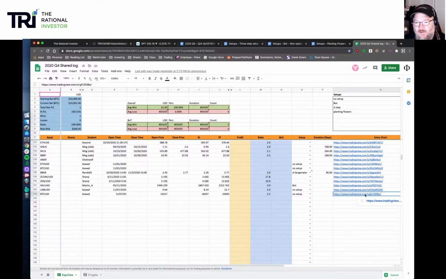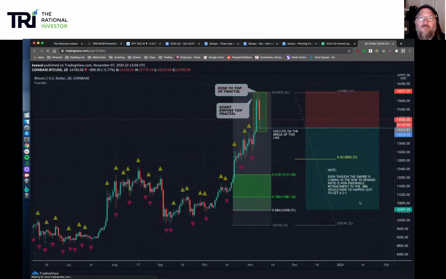BTC USD. You have no setup listed, so I think you're just probably showing some stuff or asking a question. Boy, I like how clear this chart is to read. Okay, press top of fractal, big old empire fractal. See it on a break of this line. Yeah, I mean, can you understand that we may or may not be in a good location, and we really want to see location first. But if you're just looking to evaluate a fractal, sure.